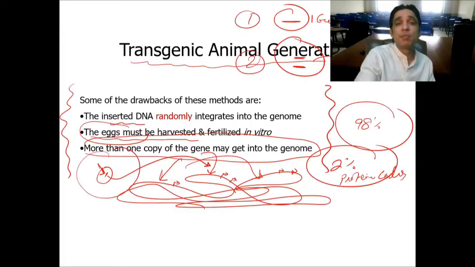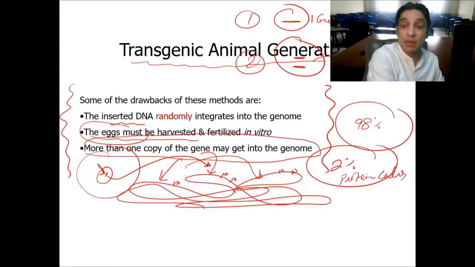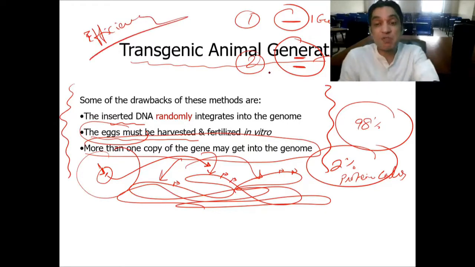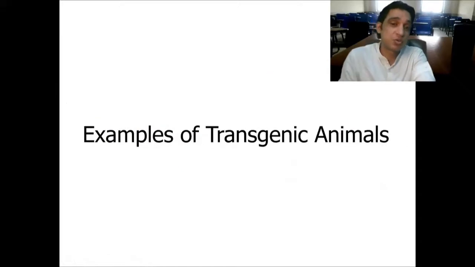And of course, there are more troubles out there, and I want you guys to list those troubles which are associated with transgenic animal generation. And the biggest trouble is efficiency. I'm just writing it, and I want you guys to ponder, browse and study the efficiency. The efficiency of the process makes it very difficult and hard to do.